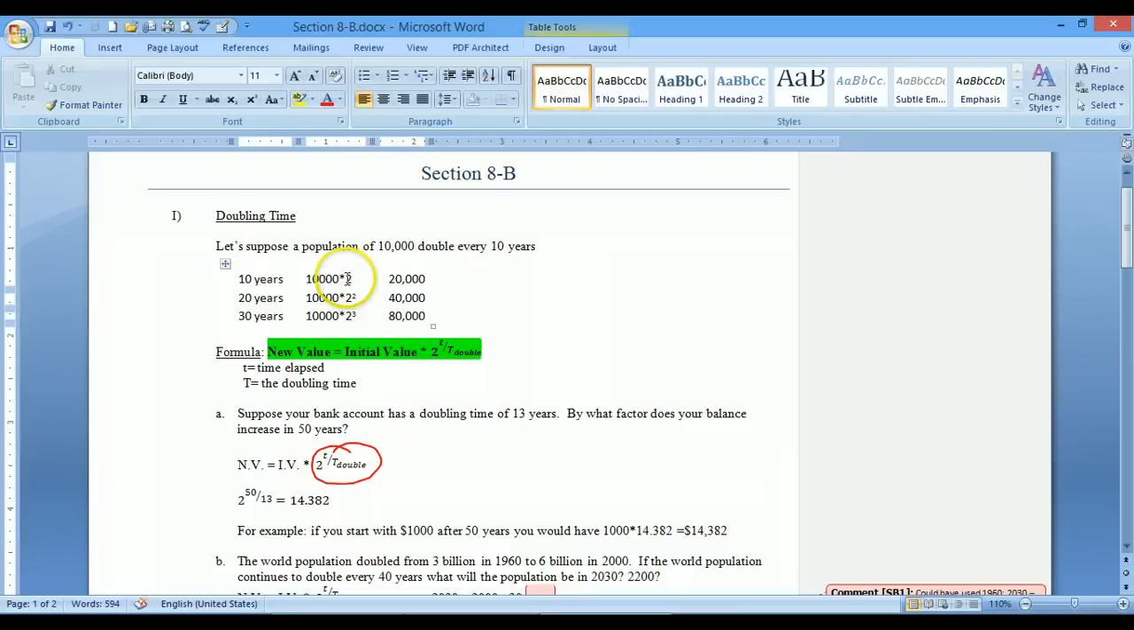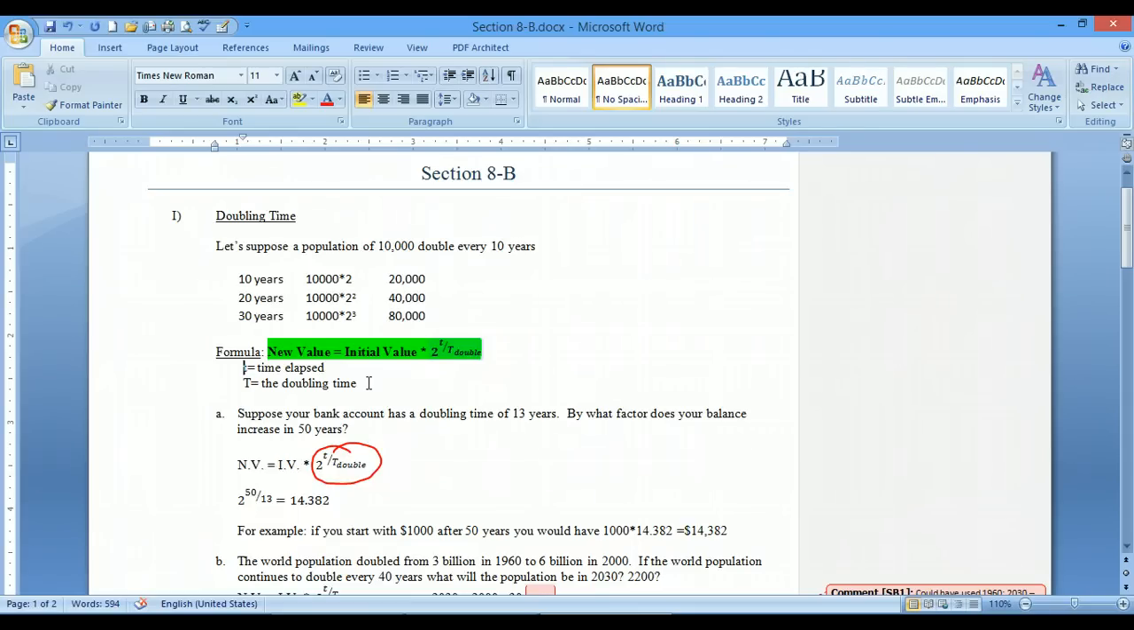Do you see what's happening to our exponent out here? 2 to the 1, 2, and 3. That moves us to our formula of doubling time. This is new value is equal to the initial value times 2 being raised to some power. And it's going to be our little t over capital T, with the lowercase t representing the time elapsed, and the uppercase T is the time it takes to double, or the doubling time.